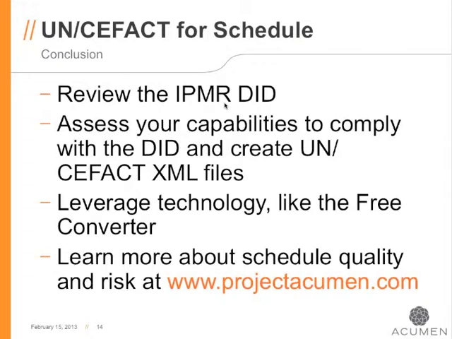Things to do: review the IPMR DID. I've said it a few different times. If you're doing government contracts greater than 20 million, cost reimbursable, or you plan on doing so, this is mandatory reading. Assess the capabilities that you have today to support CEFACT, both from the tools perspective and from the process and capabilities perspective. Along those same lines, do yourself a favor, leverage what's out there now, like the free converter on our website. And of course, learn more about schedule, quality, and risk at our website, which is exactly the site that I had up on the screen a few minutes ago.